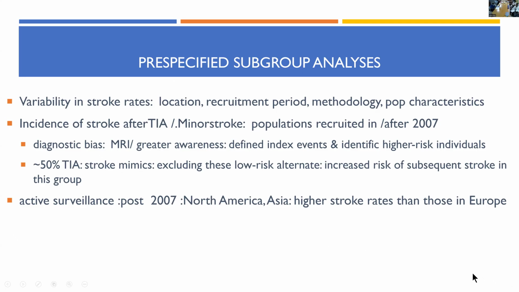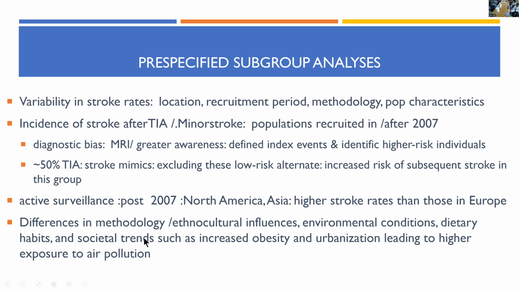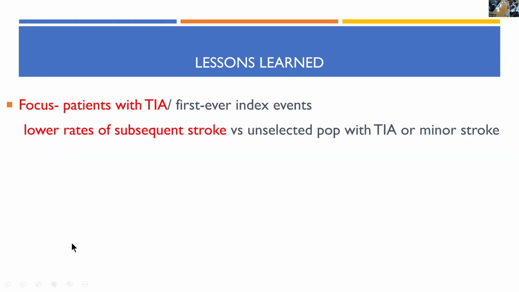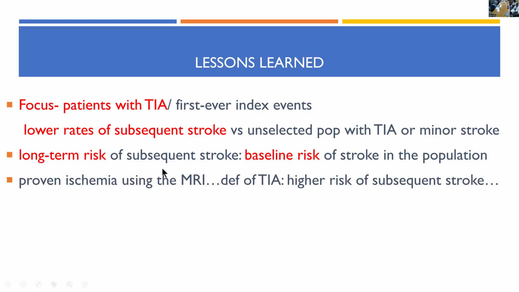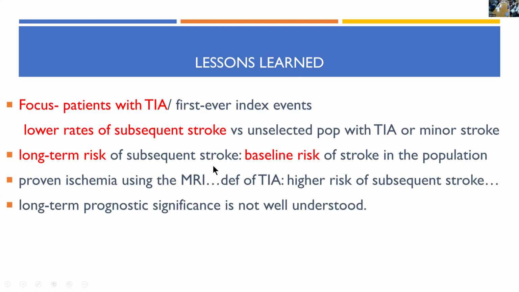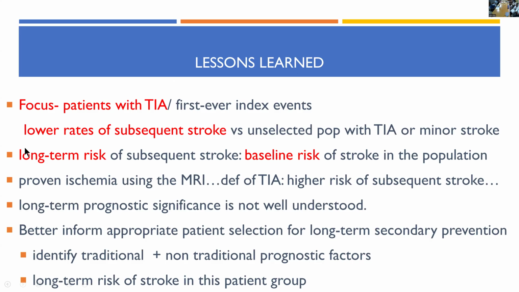Active surveillance also after 2007. Passive surveillance might have missed many strokes before 2007. So these are some of the explanations. And they've also given something about why Asian countries have higher TIA risk: ethnicity and cultural differences may explain it. Lessons learned. The focus: patients with TIA have a lower risk of subsequent stroke than people with TIA or a minor stroke. The long-term risk is based on the baseline risk. MRI changes the whole story. Long-term prognosis is sometimes still not well understood. So we should look at traditional risk factors as well as non-traditional risk factors in the future. Why, if you do everything well, do people still have a risk of stroke? There may be other risk factors which we didn't consider.